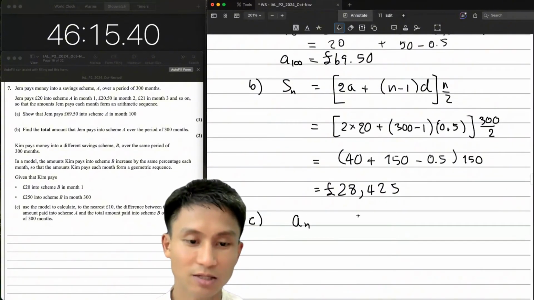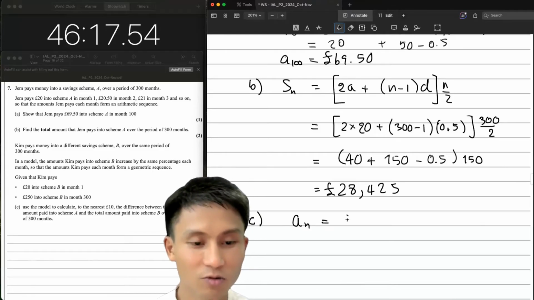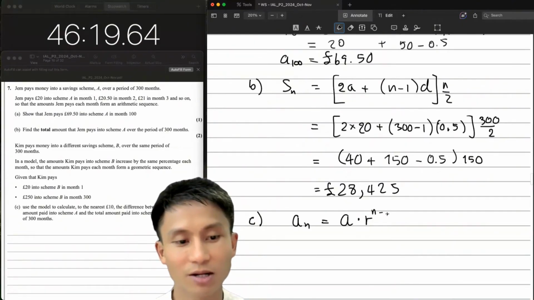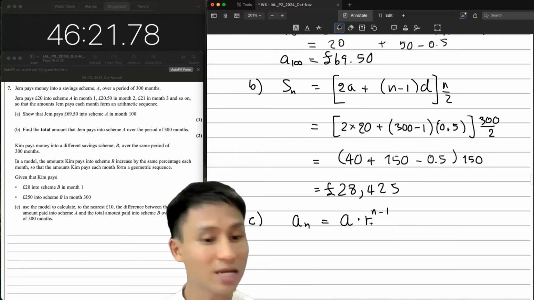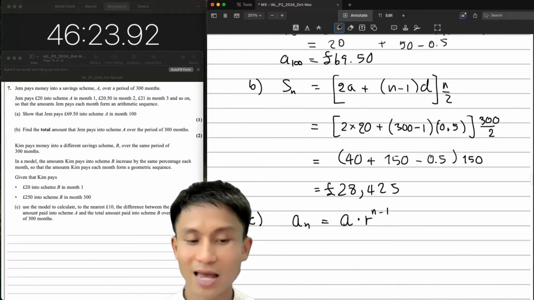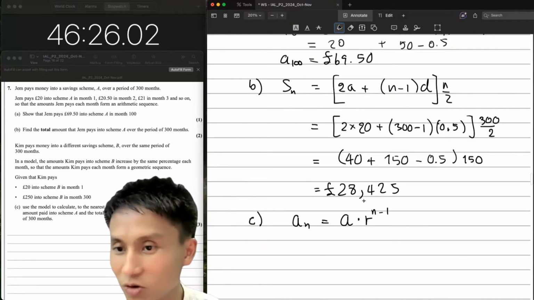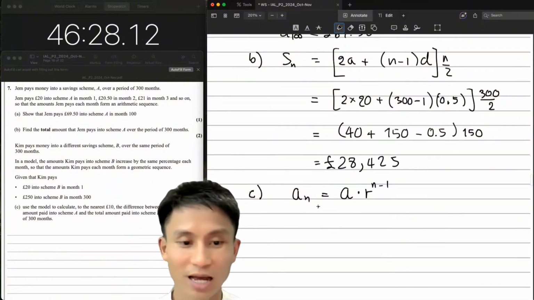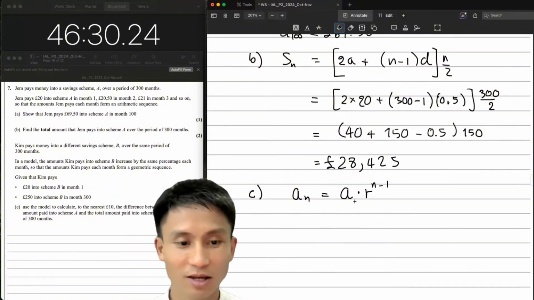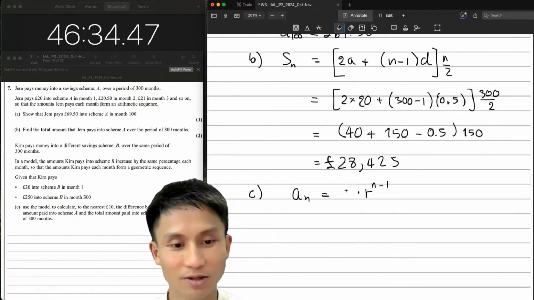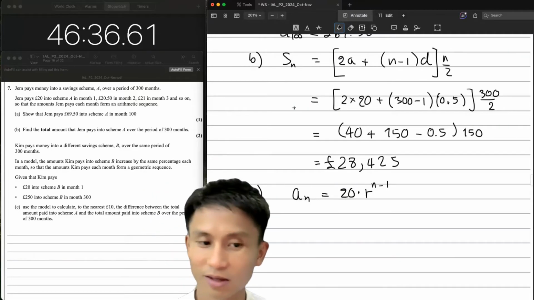So the geometric sequence is a_n equals a times r to the n minus 1, where r is the common ratio and a is the first term. We don't know the common ratio yet, but we have two pieces of information, where the first is a being 20. So I'm just going to write a equals 20 already because that's already known.